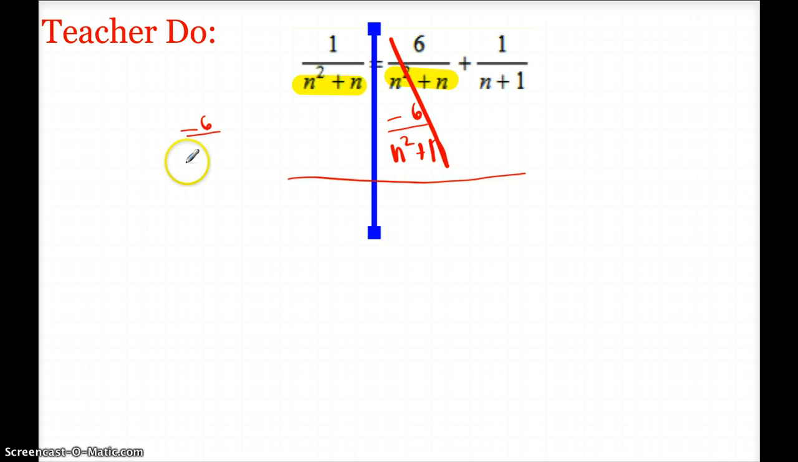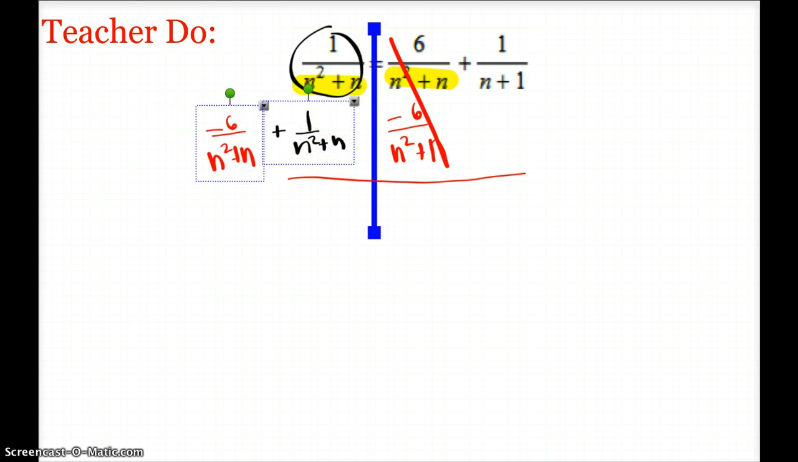Negative 6 over n squared plus n. And then I'll bring this item down, this one. Positive 1 over n squared plus n. What you notice is the denominators are the same. So when I combine those two together, they make one item, which is negative 6 and positive 1 make negative 5 over n squared plus n. On the left, I'll bring this down, 1 over n plus 1.